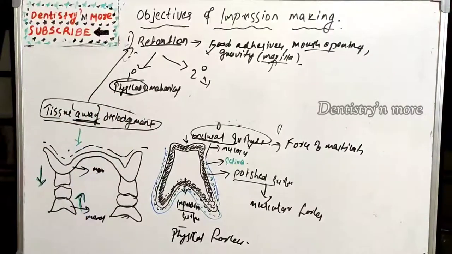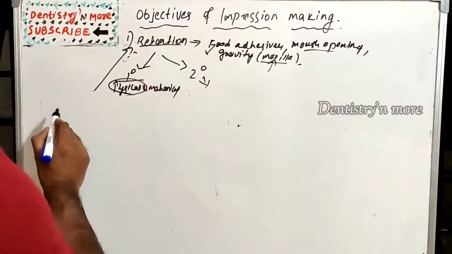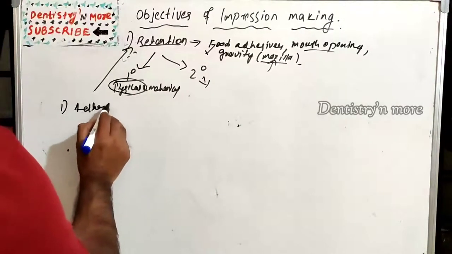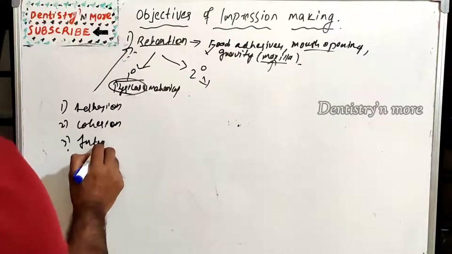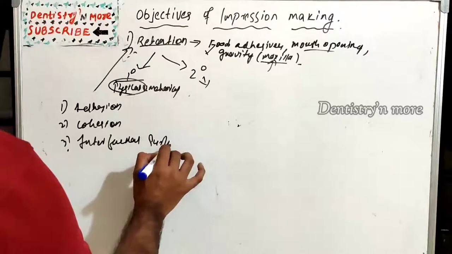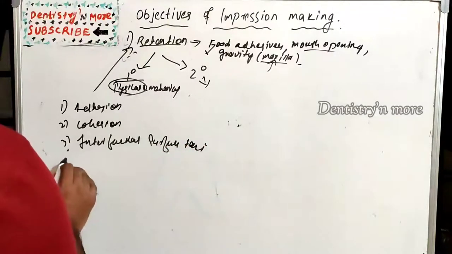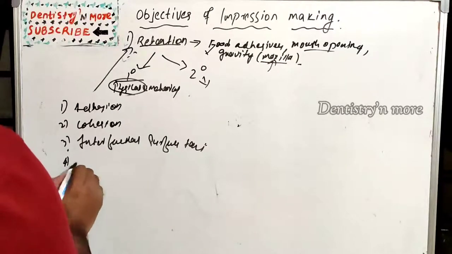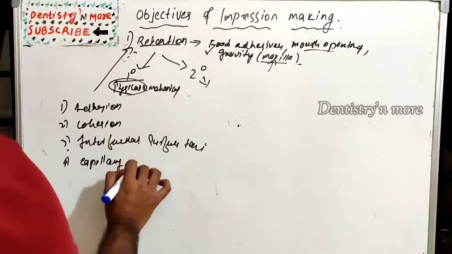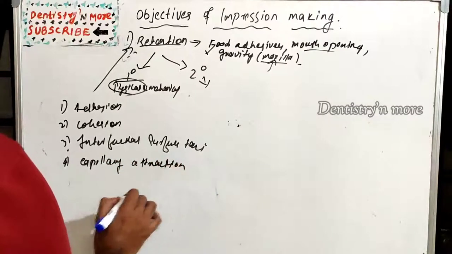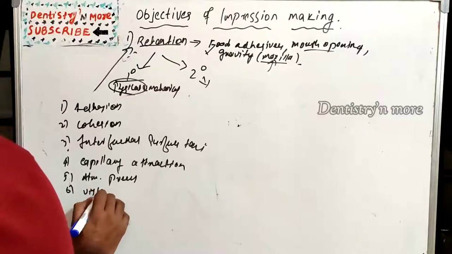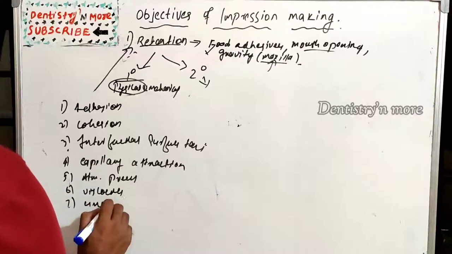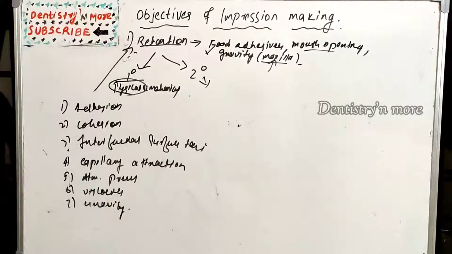Which involve adhesion, then cohesion, then interfacial surface tension, then we have capillary attraction, then atmospheric pressure, viscosity, and finally gravity. So these are the primary factors of retention, the physical factors.